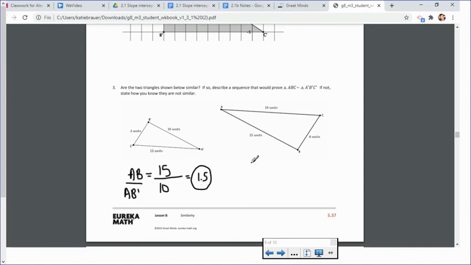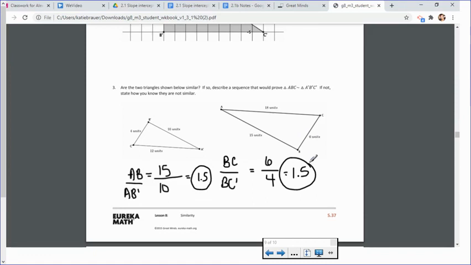Then I'm going to do the same thing from B to C. Notice how I'm going to put all the ones without the prime on the top. You just have to be consistent. You can't do one with the prime on the top and then one with the prime on the bottom. You have to do it consistent every single time. And then I'll do B to C prime on the bottom just like I did this one. So B to C is 6. B to C prime is 4. And 6 divided by 4 is also 1.5.